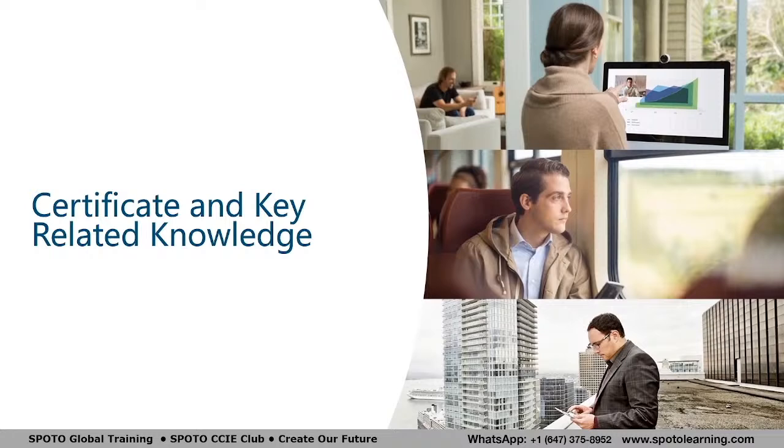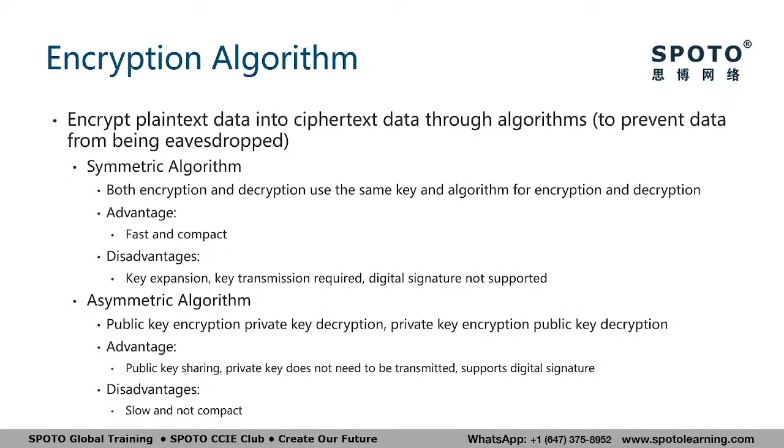The first one, let's have a look at the certificate, and the key thing we need to understand is the encryption algorithm. What is encryption? Encryption is to encrypt plaintext data into ciphertext data through an algorithm to prevent data from being eavesdropped. Mainly there are 2 types of algorithm commonly used on the market.